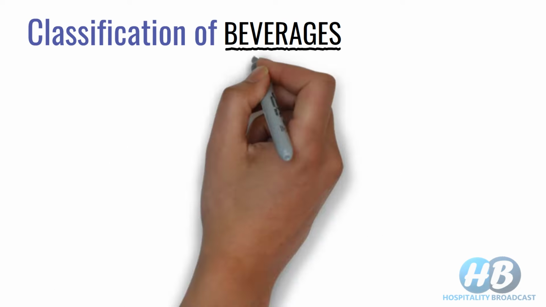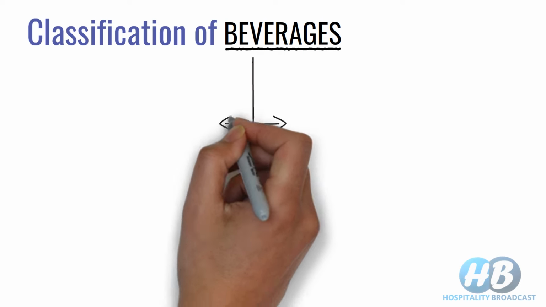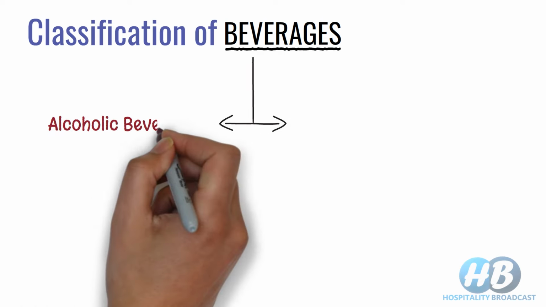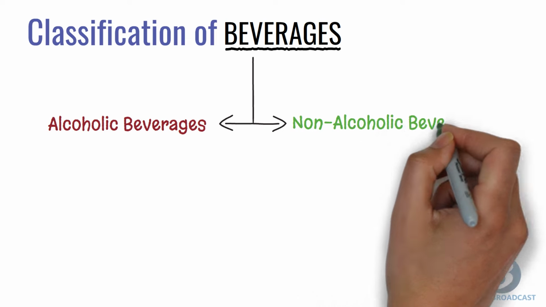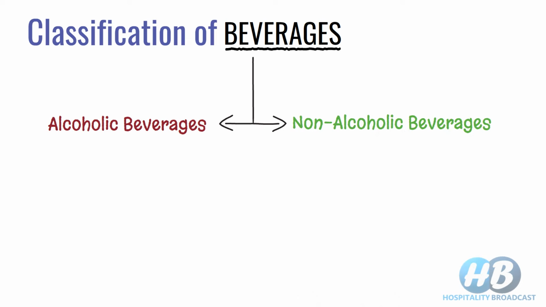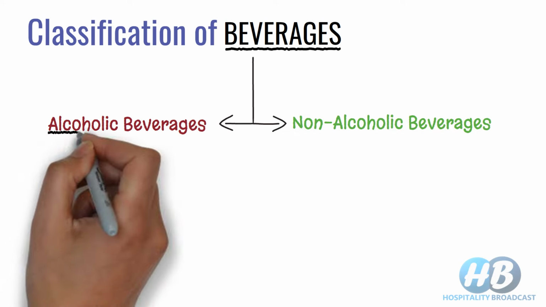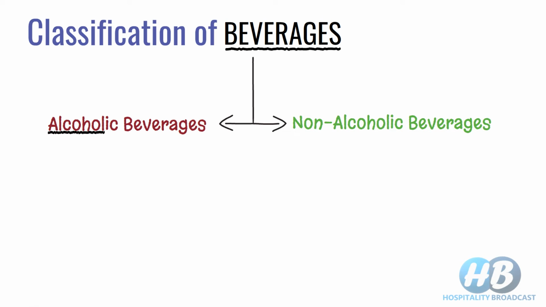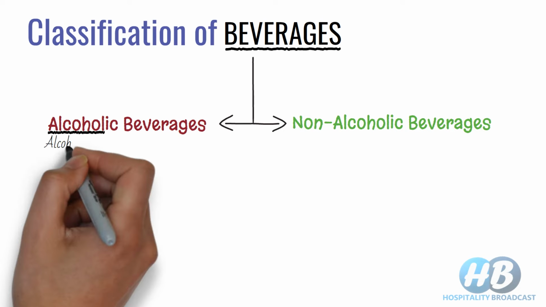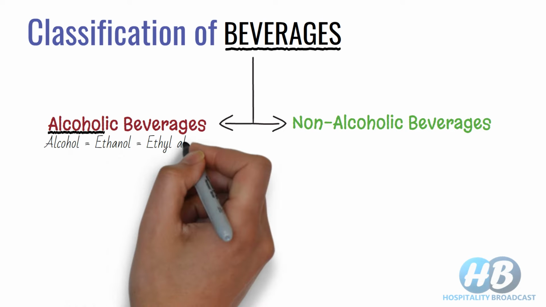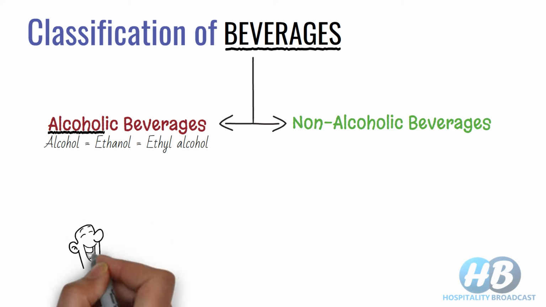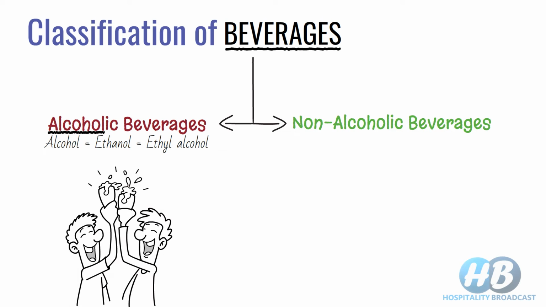Beverages are broadly classified into two categories: alcoholic beverages and non-alcoholic beverages. Well, as the name suggests, any drink containing alcohol is called alcoholic beverage. In scientific term, alcohol is also known by ethanol or ethyl alcohol. So if it is in your drink, then it's an alcoholic beverage. For example, wine, whiskey, brandy, rum, etc.